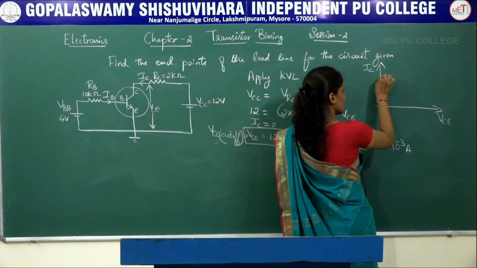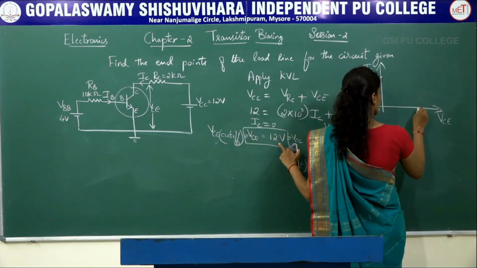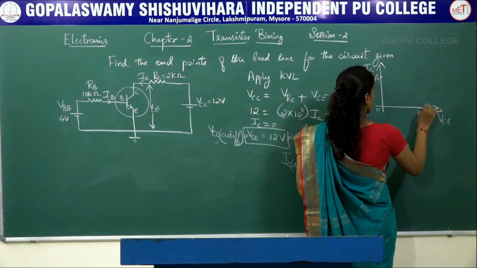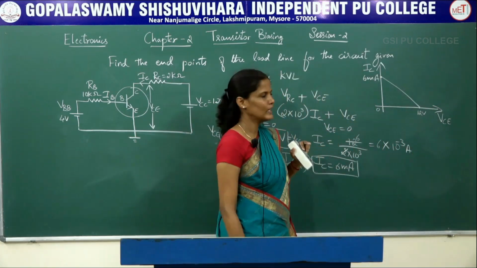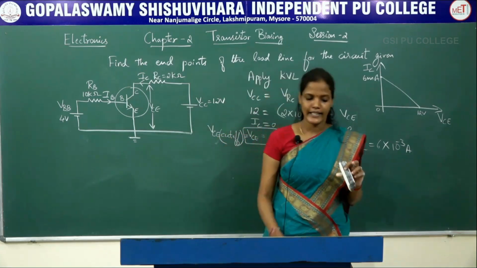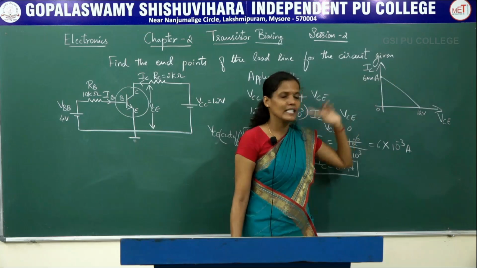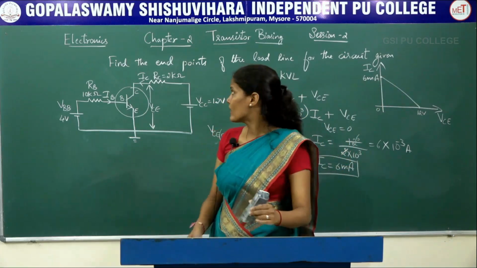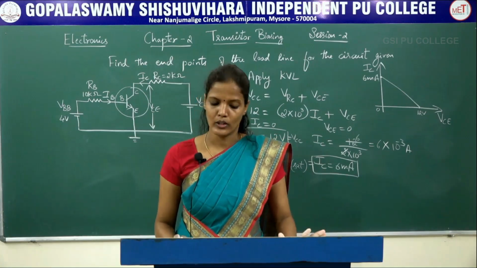So here I am going to get a point 6 milliamps and here I am going to get a point 12 volts. So when I join these 2 points, I am going to get a DC load line, that is a straight line drawn on the output characteristics representing VCE and IC. So this is all I need to find the end points of a DC load line.